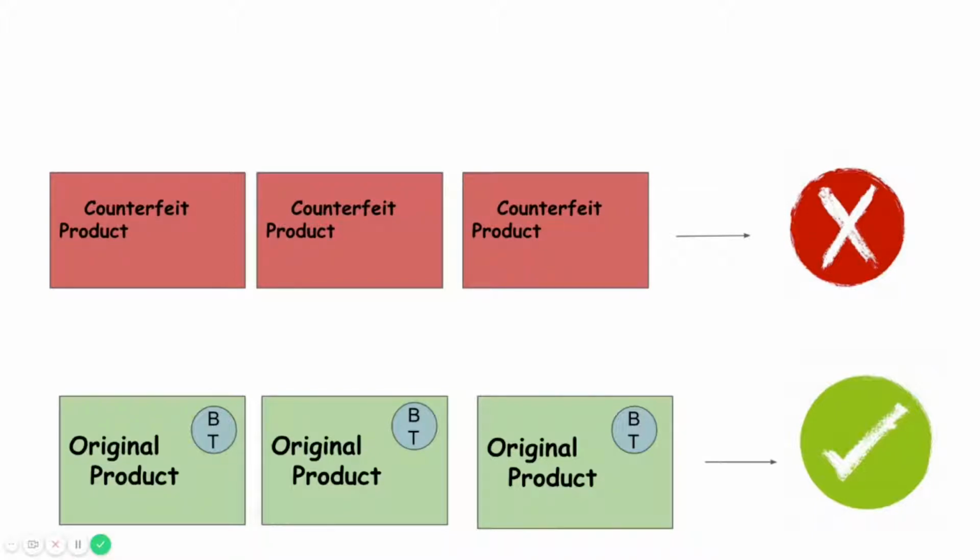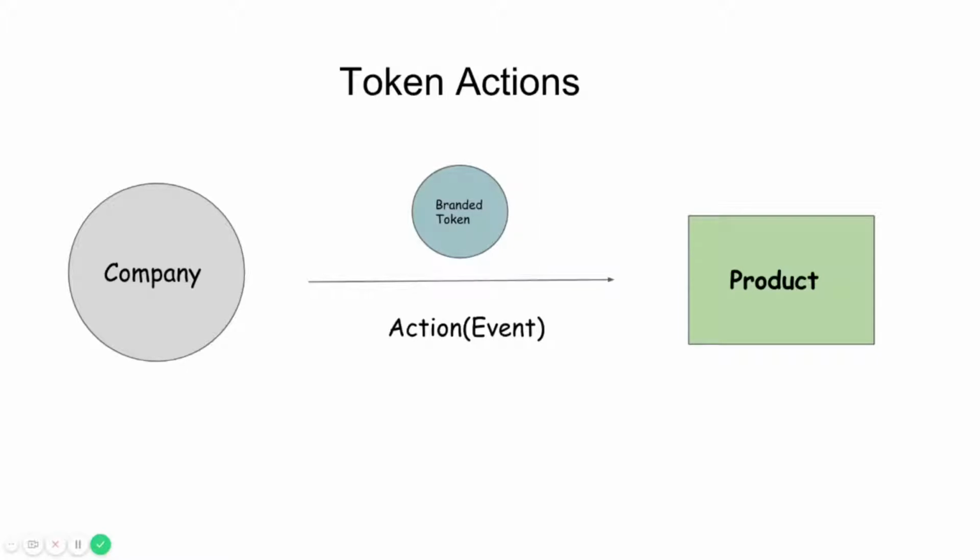Next, we move on to token actions. Token actions describe the event that occurs at the time of transaction. An example would be the time and location of where something was made, or when a product is shipped from point A to point B. Basically, any event that holds any significance. Now, let's go to the UI.